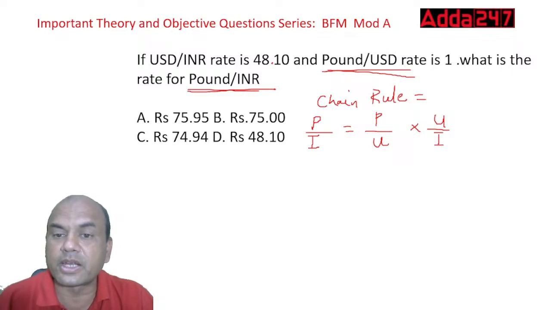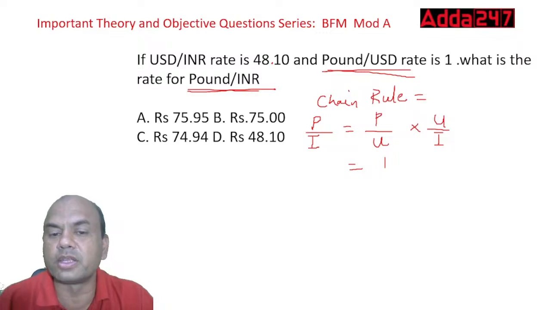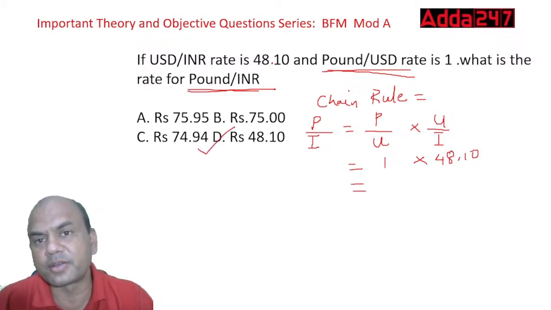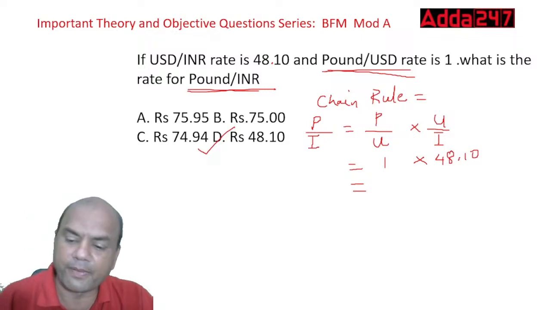So the pound to USD rate is 1, keep it 1 only. USD to INR is 48.10. So your answer will be 1 into 48.10. So D is the answer. Simple one. Next one.